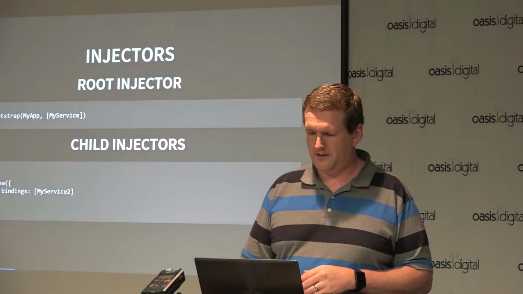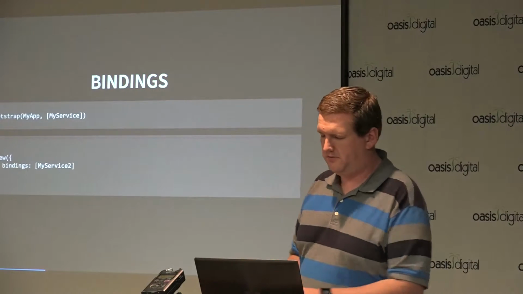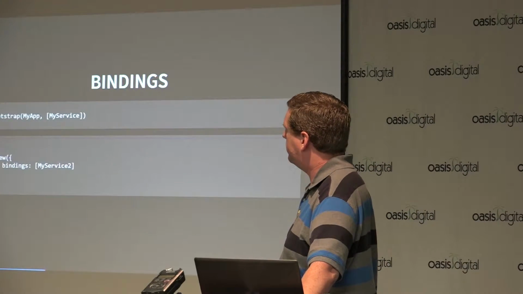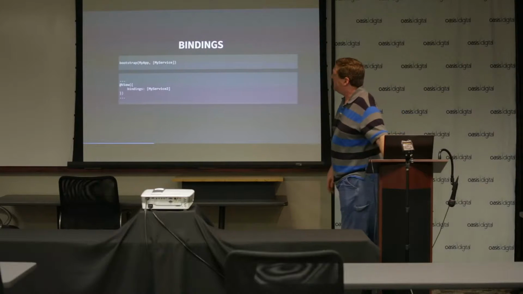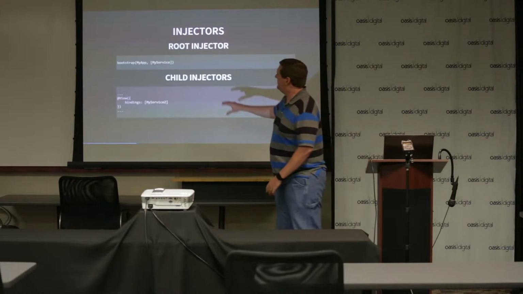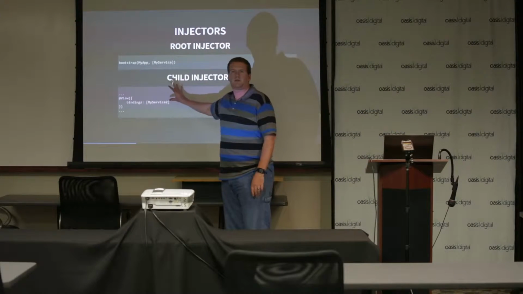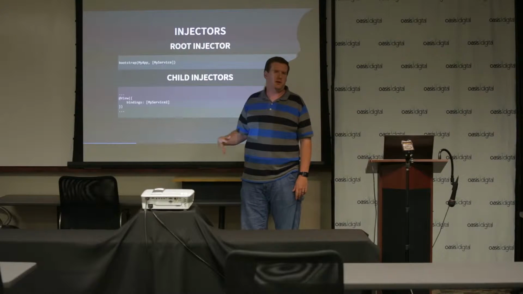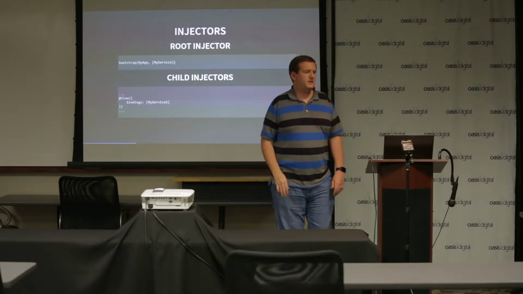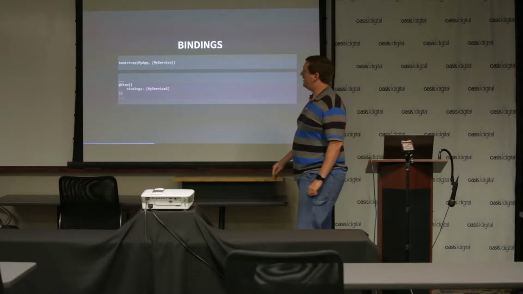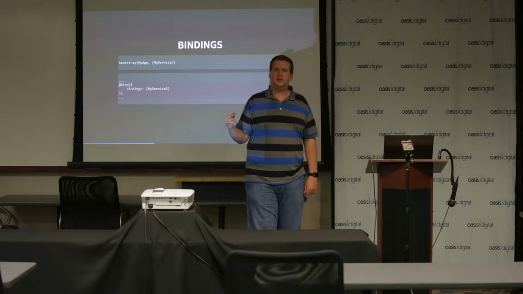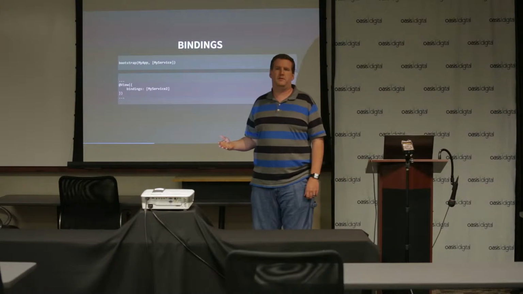So if we look at bindings now, this is pretty much the exact same code here. Back on the injectors, this isn't actually what creates an injector. Angular automatically creates an injector every time you create a component. These, what we're seeing, are actually bindings. These are what instruct those injectors how to behave.